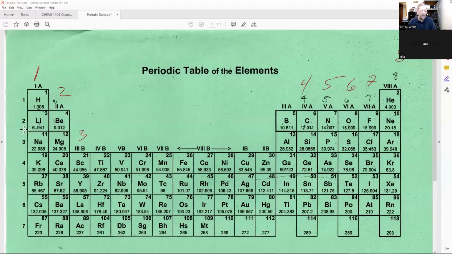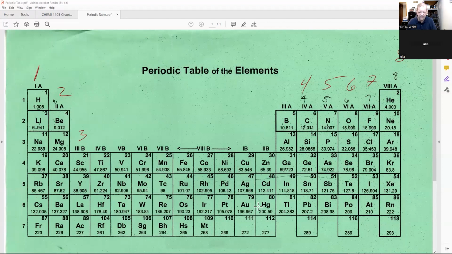But anyways, when you move from left to right, more electronegative, and bottom to top, more electronegative.